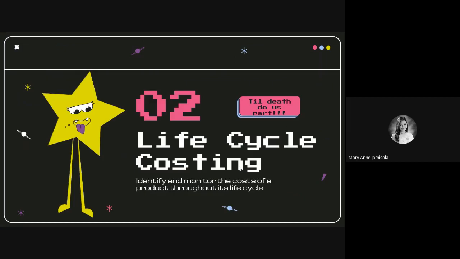The next technique that we have is the life cycle costing. And here we have to identify and monitor the cost of a product throughout its life cycle. So this topic, life cycle costing, focuses on the time dimension of cost management. So consideration is given to both the effects of the timeliness of operations on the total costs of the product and the way in which these costs change over the life cycle of the product.